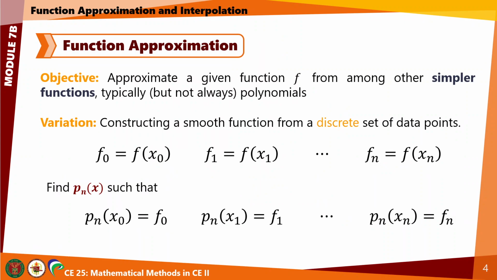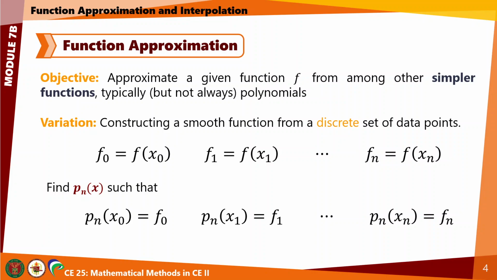Now, let's define the meaning of function approximation. What is it when it comes to interpolation? When you say function approximation, we're approximating a given function f from among other simpler functions. And those simpler functions are usually, but not always, a polynomial. Looking at it from a different angle, we're constructing a smooth function from a discrete set of data points.